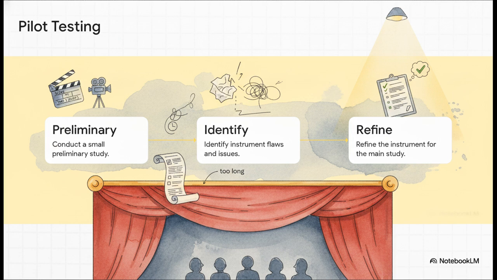Step 1 is conducting a small, preliminary version of your study. Step 2 is using that run to identify flaws. Maybe you realize your questionnaire is way too long and people are getting bored, or your instructions are wildly confusing to the average person. Step 3 is refining your instrument for the main study. Doing this practice run saves you from getting 3 months into a wildly expensive study only to realize your main data collection tool is basically broken.